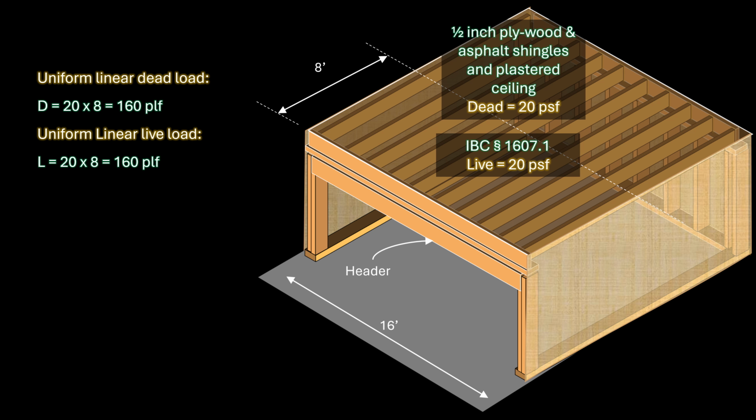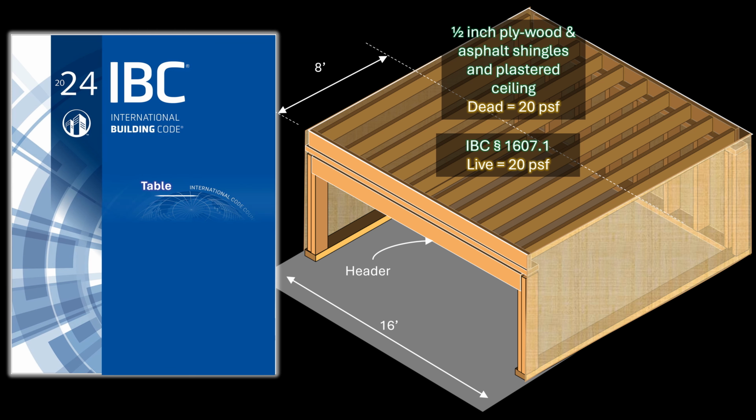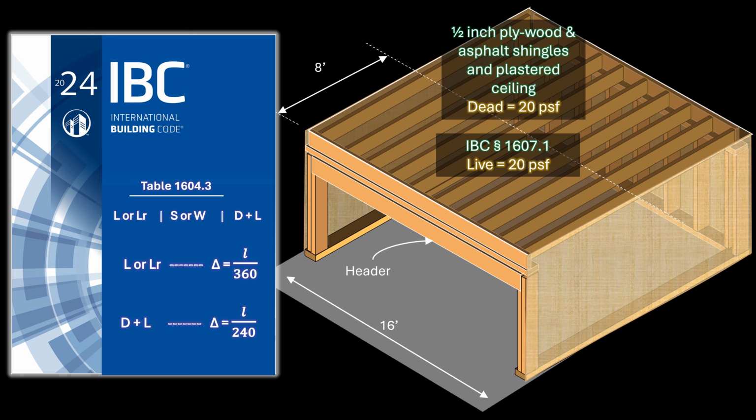For deflection, the IBC requires that we check deflection limits in Table 1604.3, which is provided in Chapter 16 of the IBC. There are actually 3 deflection limits, which include the limit when considering live loads only, the limit when considering wind or snow loads, and the limit when considering dead plus live load. Since we are using a plastered finish at the ceiling, and since the header is supporting roof rafters that are supporting the ceiling, the live load limit will be L over 360 and the dead plus live limit will be L over 240.